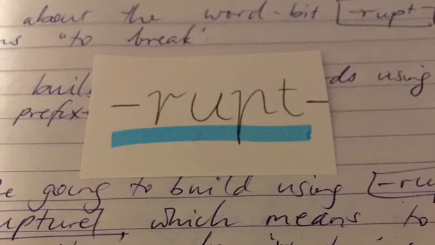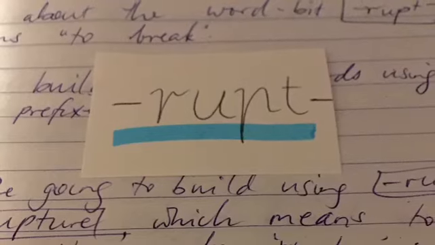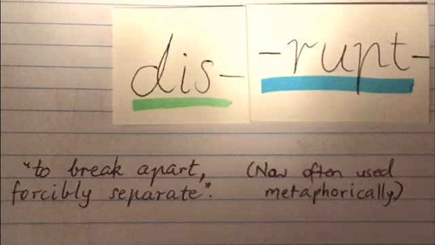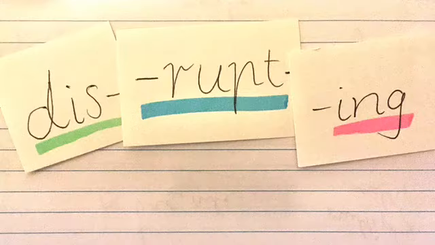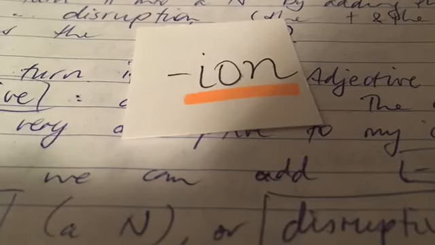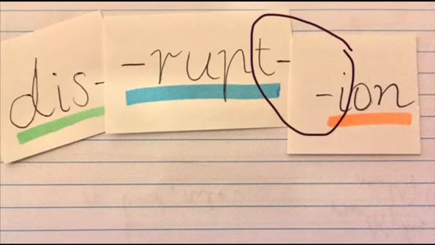The next word we're going to build using our root rupt is disrupt. This prefix means, in this case, apart, and this bit still means to break. To disrupt means to break apart or forcibly separate, and it's now most often used metaphorically. We can inflect our verb disrupt as disrupts, disrupting, disrupted, and we can turn it into a noun by adding this suffix, making disruption. Remember, the T and the I together give us that sh sound in disruption.